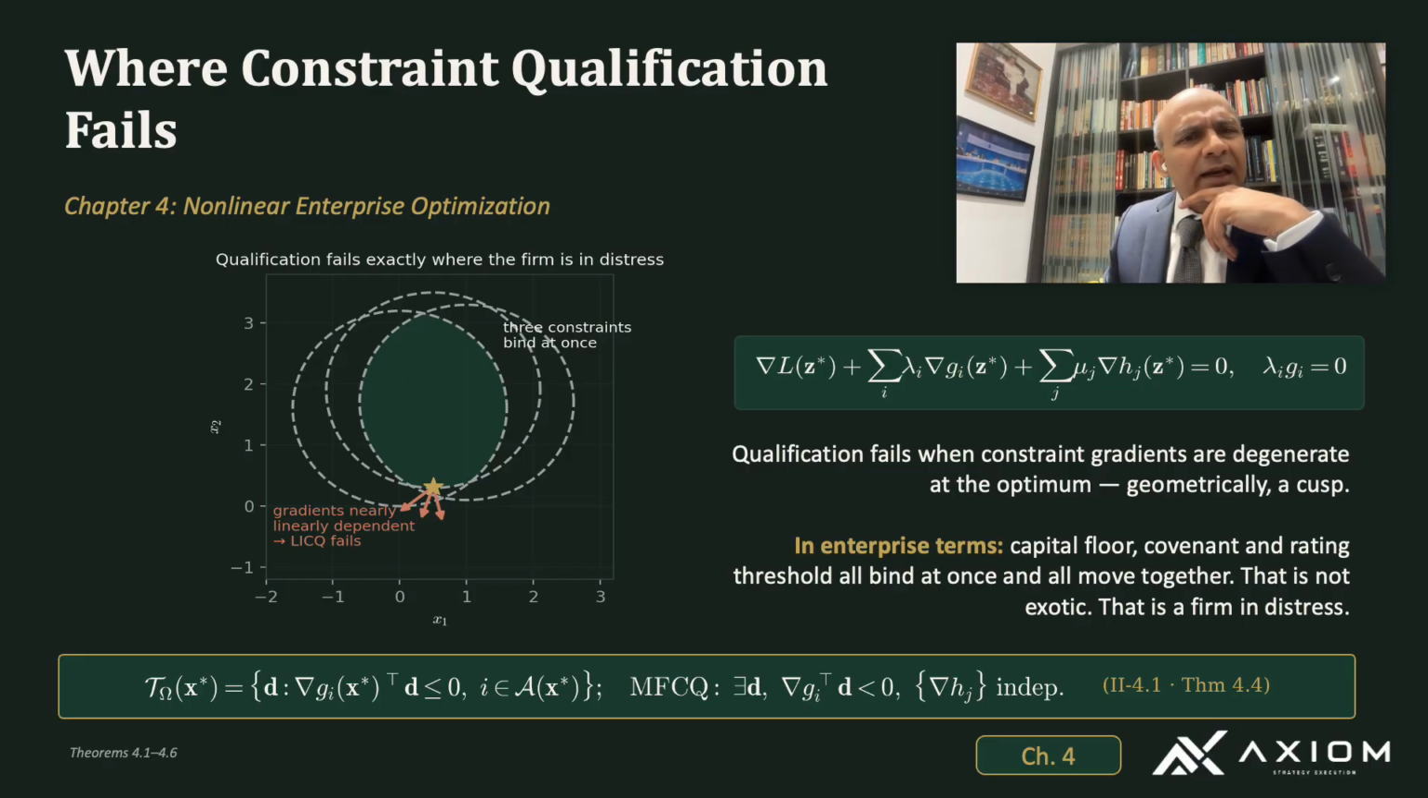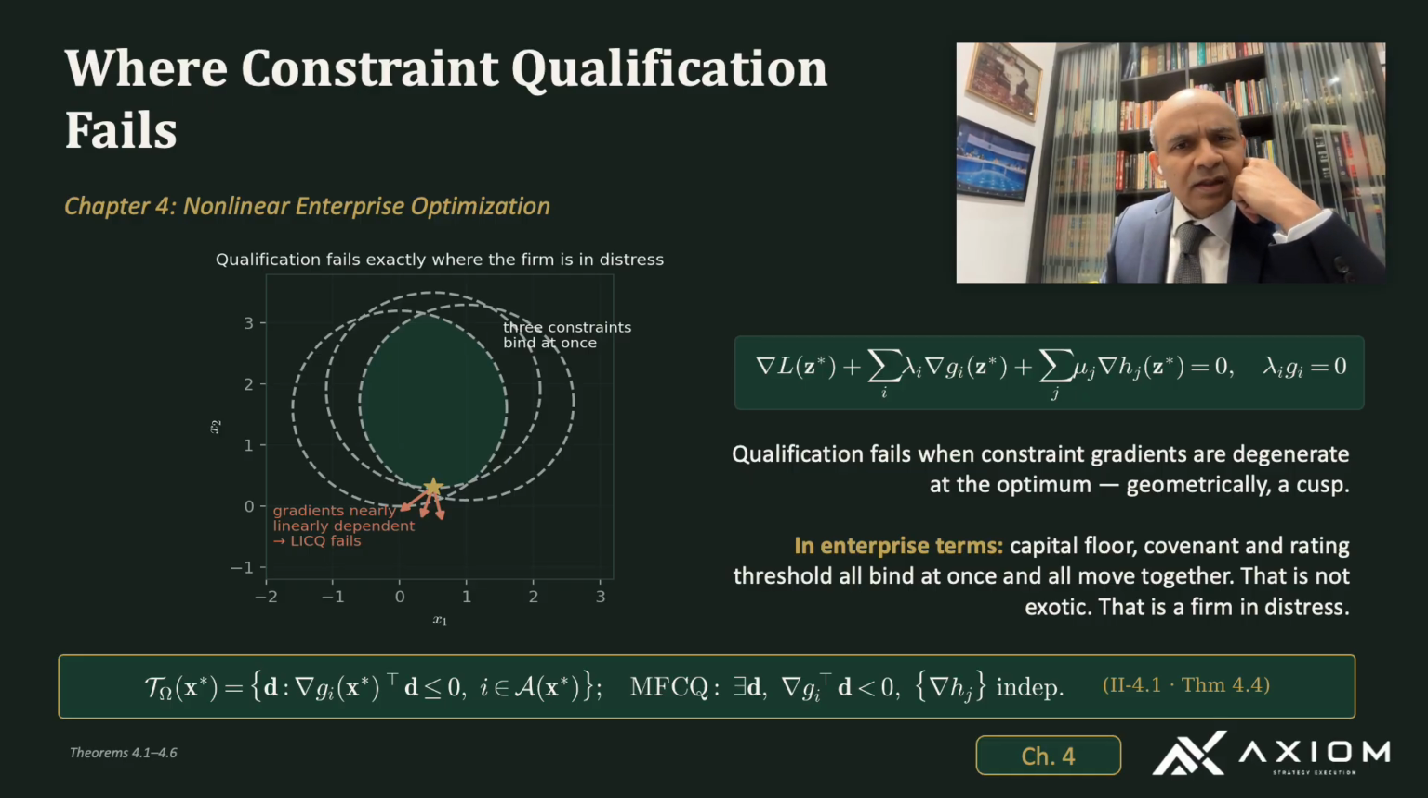So chapter 4 is about nonlinear enterprise optimization. Theorem 4.1, first order necessary conditions. At any local optimum, the objective cannot improve along any feasible direction. At an interior optimum, the gradient is 0, but this first order condition alone does not guarantee optimality.